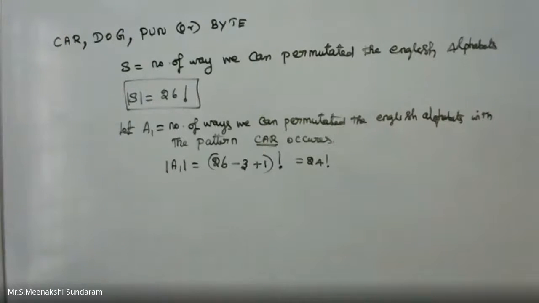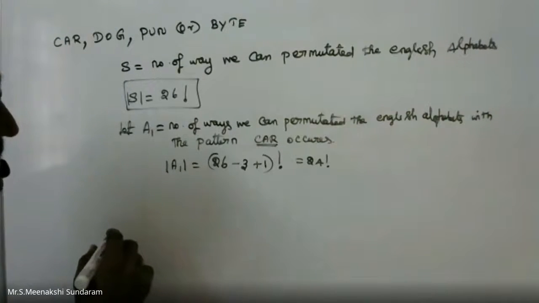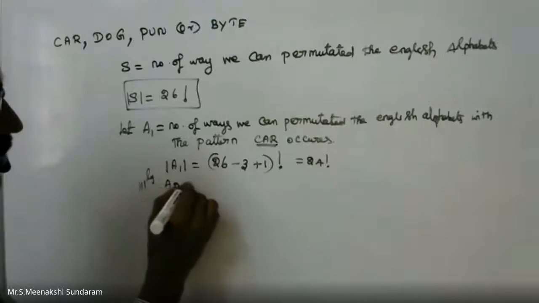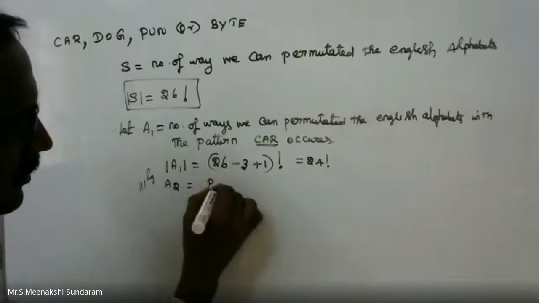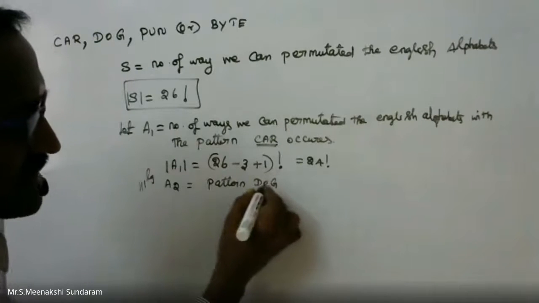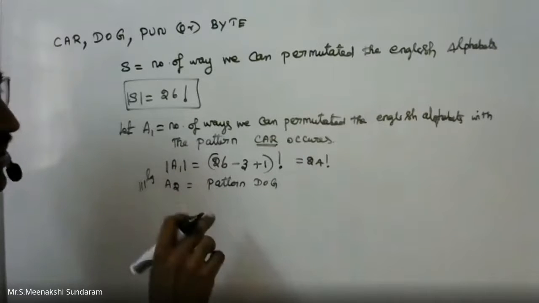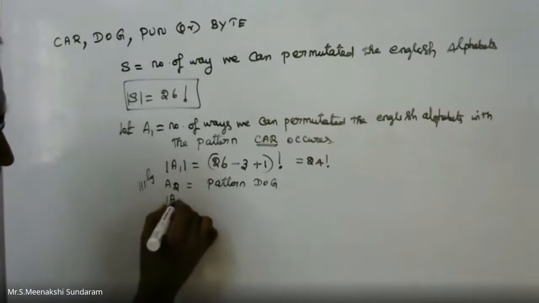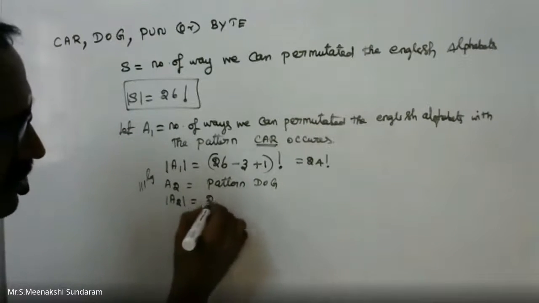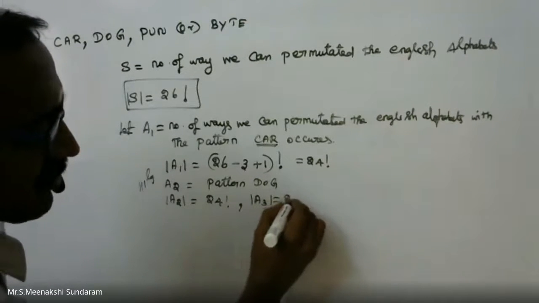Are we clear? Anybody got a doubt? This is 24 factorial ways. Similarly, for A2, I can take the pattern as DARK. Here also the same 3 letters, none of the characters are repeated. In case of repetition, we would want to divide. But here also the modulus of A2 is 24 factorial, and the modulus of A3 is also 24 factorial.